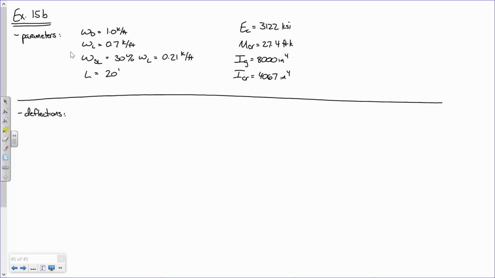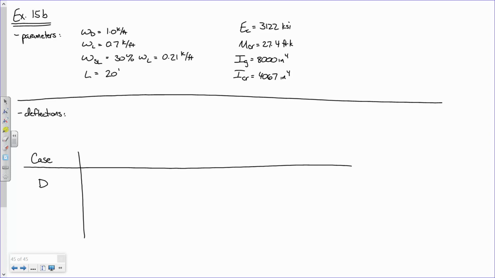Okay, deflections. So I'm going to draw myself a little table down here. Okay, so we're going to do our case. And I propose we've got 3 cases of deflection that we're going to compute directly. We're going to have our dead load, our dead load plus our live load, and our dead load plus our sustained live load. All right?